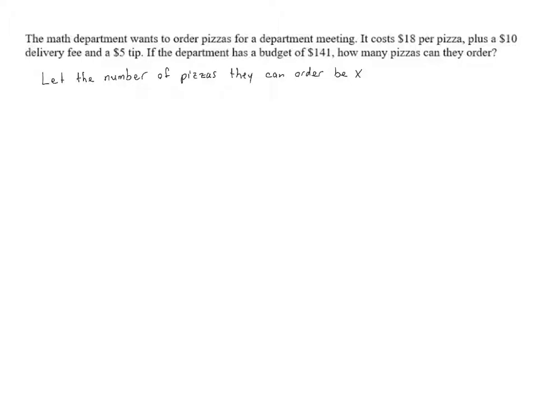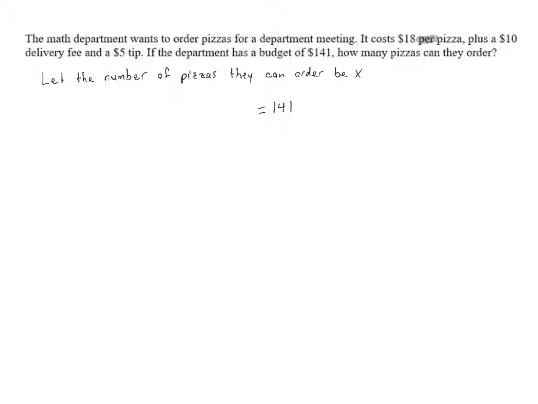Now, all of these numbers involve money that the math department is paying for this pizza, and we know that the total budget is $141. So if we add together everything they pay, we want the total to be $141. Now let's think about what they have to pay. We can see that it costs $18 per pizza. This is another one of those per problems.